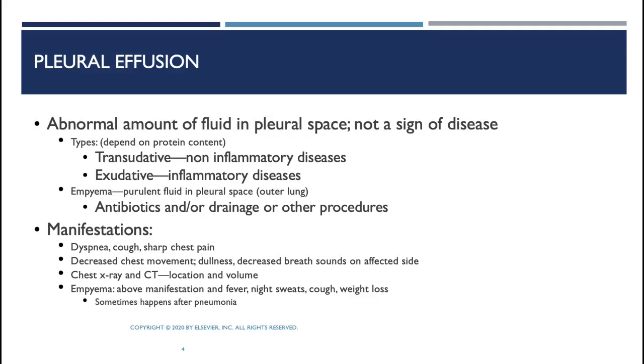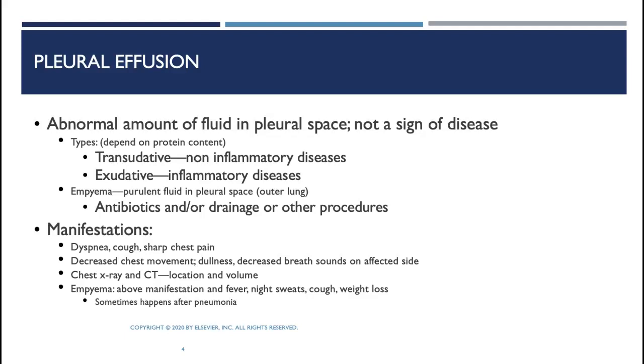So treatment for a pleural effusion, if it's just fluid, we're going to usually drain that. If they do have an empyema or some sort of infection, we would anticipate them to be on antibiotics. And then the signs and symptoms of a pleural effusion.